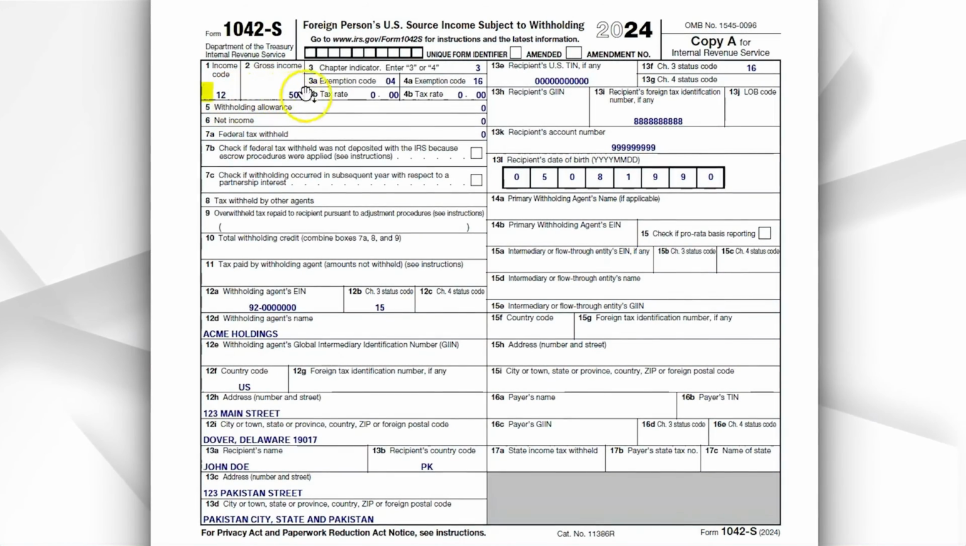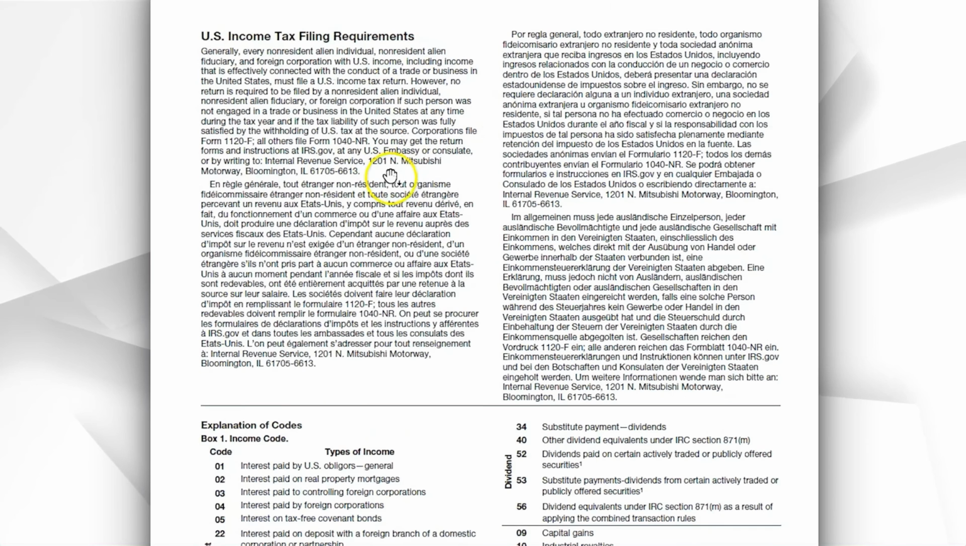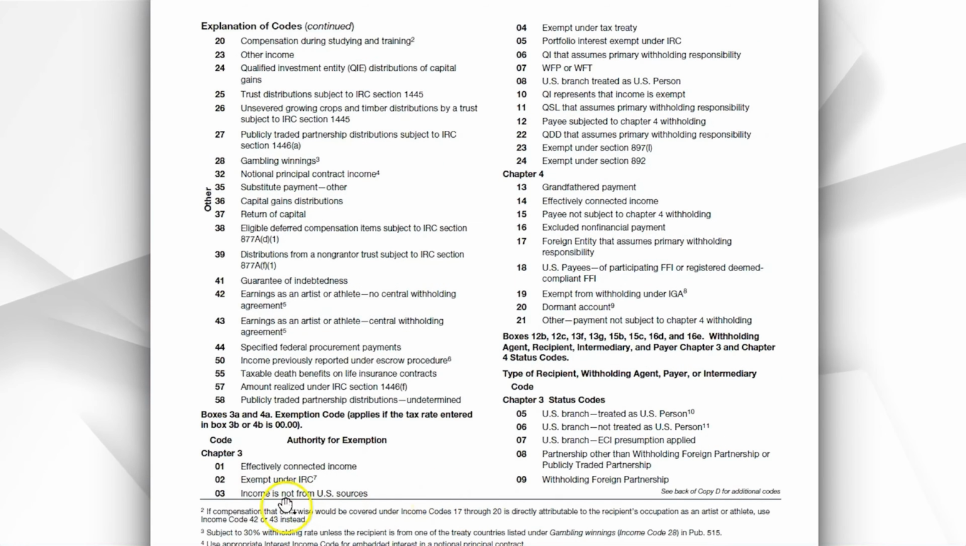So let's go to the income code 12. We know it's royalties, and then we also see that the taxpayers from Pakistan have a tax treaty with the US, and so there's a tax rate of 0, meaning that according to the tax treaty, there should be 0 withholding on this royalty income. And then it also says the exemption code 4. If you don't understand anything at all, you can take a look at the exemption code to see why 0% was withheld. So you go again to the exemption code, the authority for exemption, and here it says exempt under tax treaty 04.